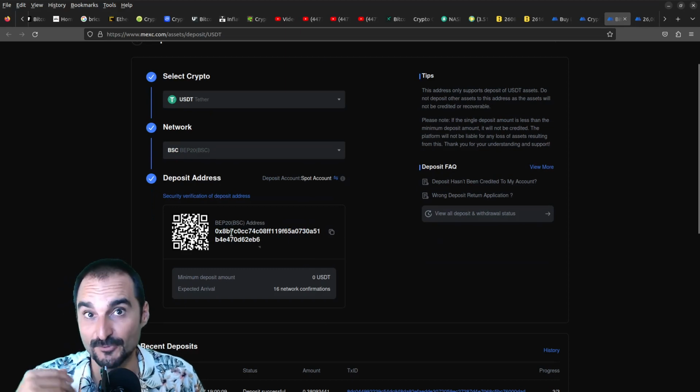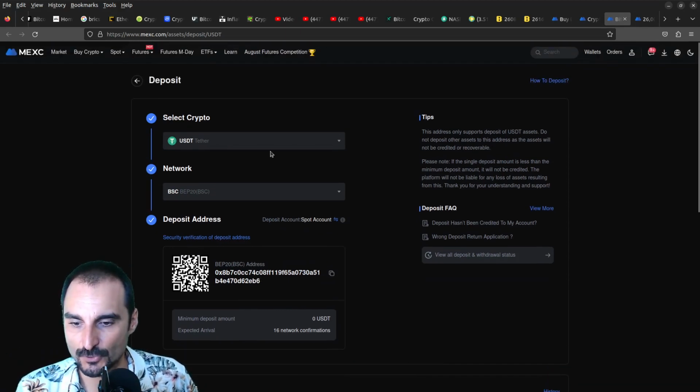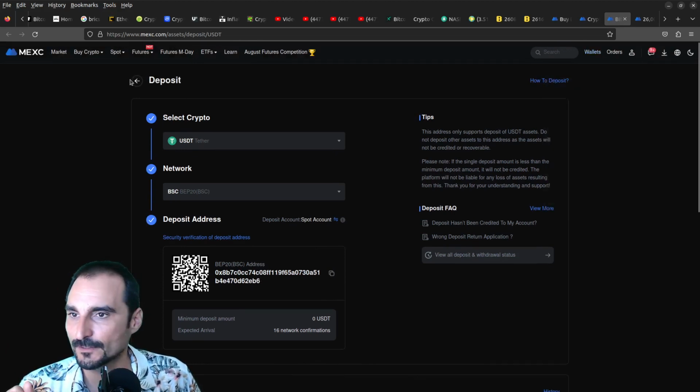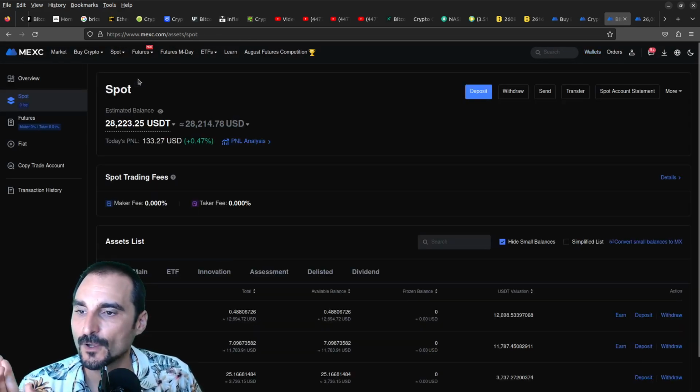You don't send it here. Where to send USDT. Okay? You simply go to wallet, deposit. Very good. Once that is done, you can start trading.